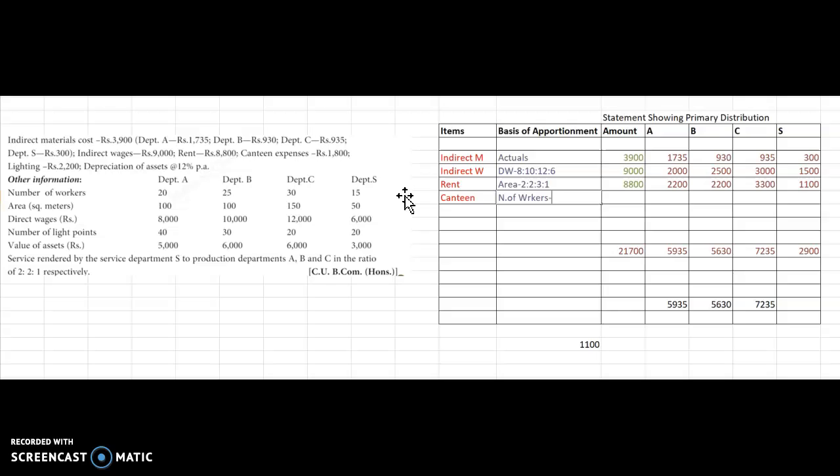The ratio is given: 20 is to 25 is to 30 is to 15, and the total is 1800. So perhaps we can divide it by 5 to bring it down to a lesser number. So it will be 4 is to 5 is to 6 is to 3. That's 9 plus 9, 18. 18 by 1800 will be easy.